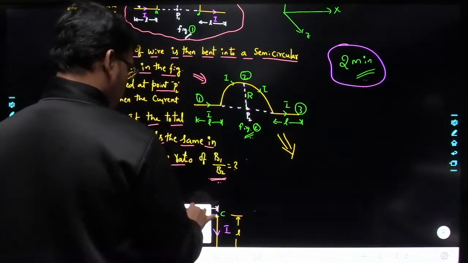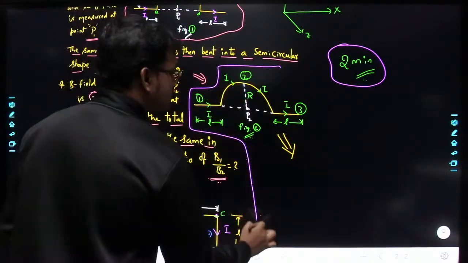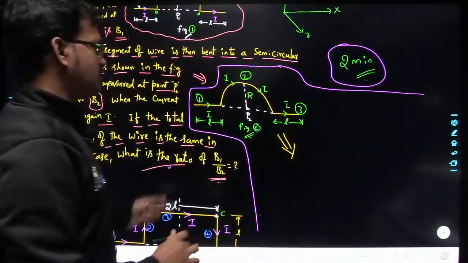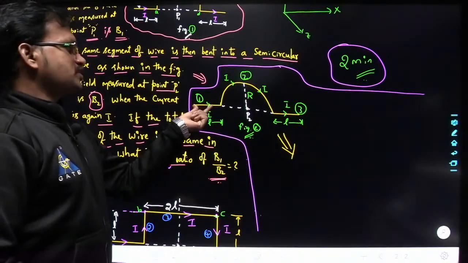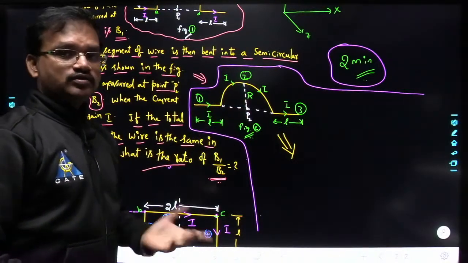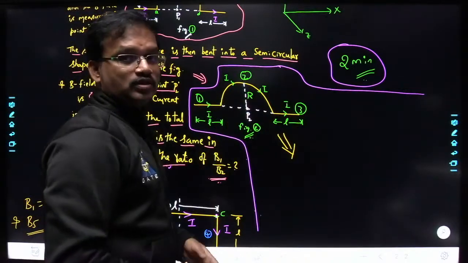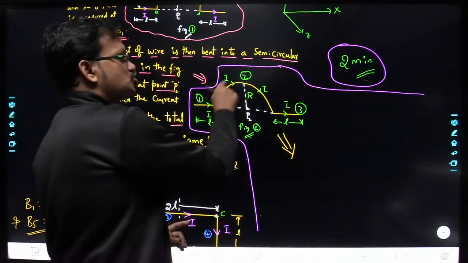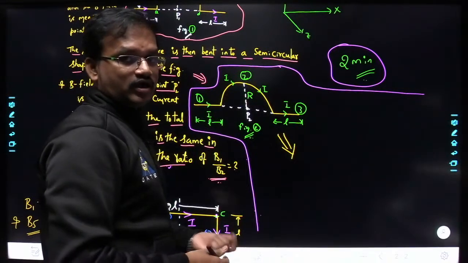So now consider this figure. For this figure, this is section 1, this is section 3, and this is section 2. Due to section 1, the B field at point P2 is 0, and due to section 3 also, the B field at point P2 is 0. And what is the B field at point P2 due to this semicircular loop? We already know the B field.